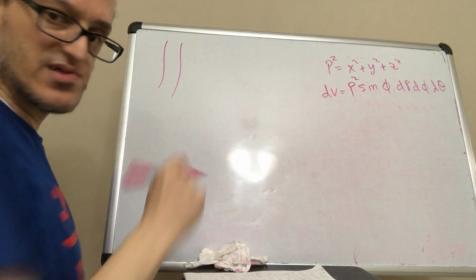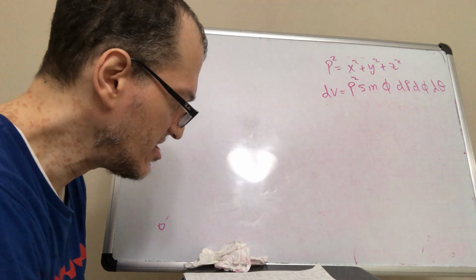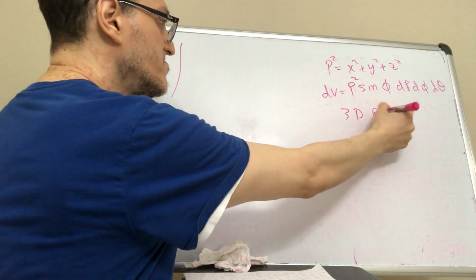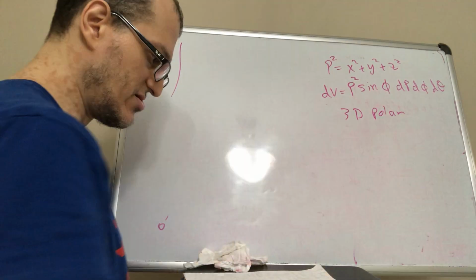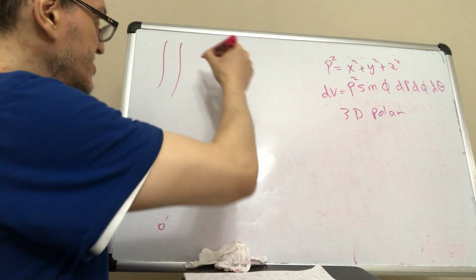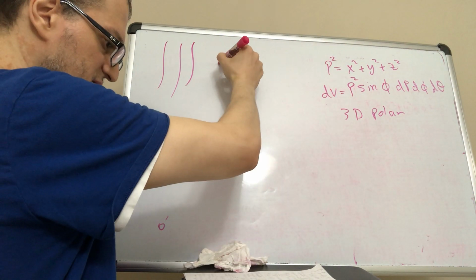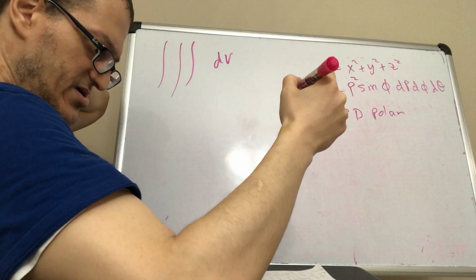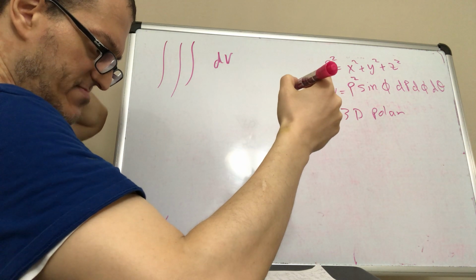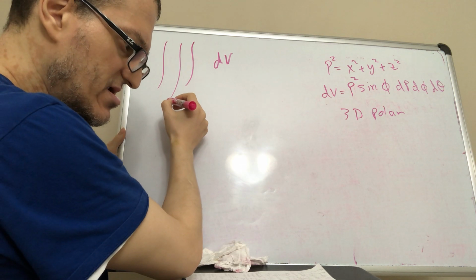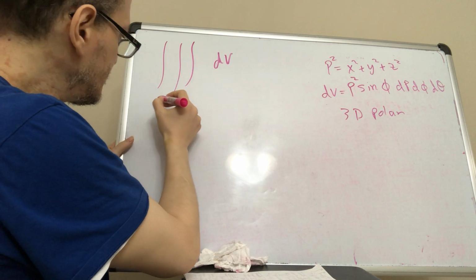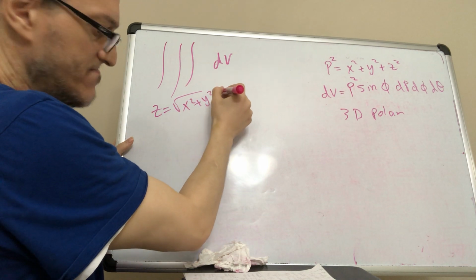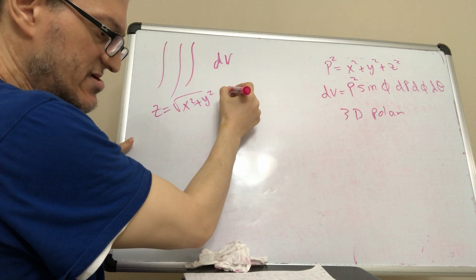We'll continue with another example of the 3D polar. So here they tell you you're integrating dv, and it's the region above this and inside this.